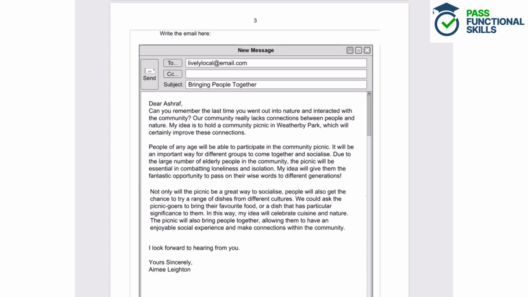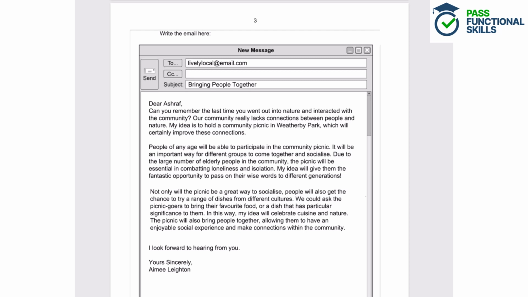The picnic will also bring people together, allowing them to have an enjoyable social experience and make connections within the community. I look forward to hearing from you. Yours sincerely, Amy Layton. So now let's go through the marking criteria and determine what makes this a good answer.